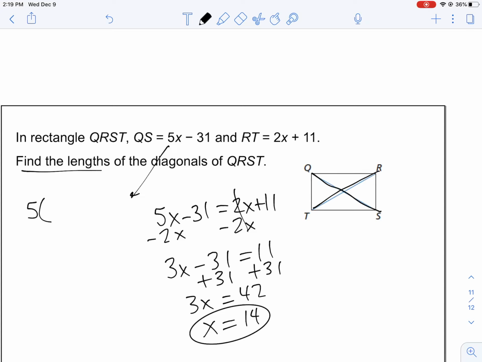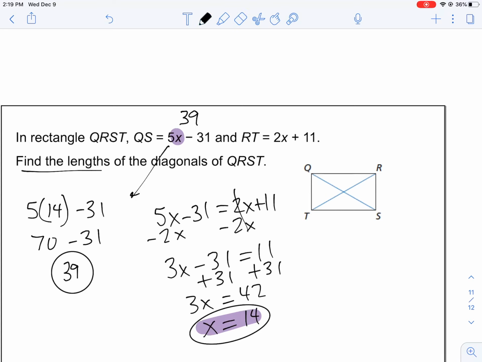So now I've got to go over here and go 5 times x, which is 14, minus 31. So 5 times 14 is 70, minus 31 is 39. So this whole length, QS, is 39. But if I wanted to find the halves, well, half means to divide by 2. So half of that is 19.5. But we know all of these are equal, so they're all 19.5.